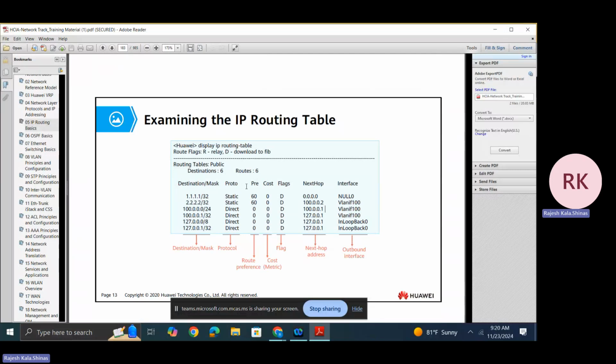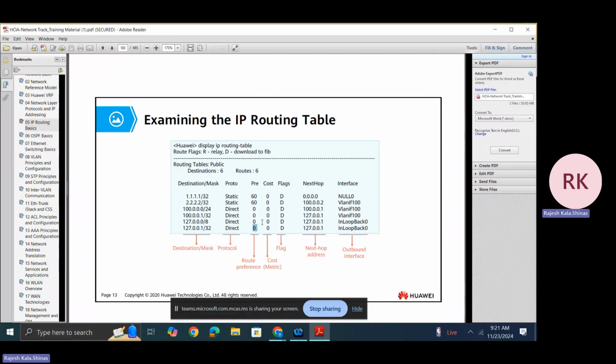So here the main thing is, whichever route has the highest, which one, preference or lowest preference value. See here 60 and 0. Which one is the lowest? 0. So this will be your highly preferred route. Whenever we have different routes to the same network, we check the route preference value, whichever is lowest. That will be the one we choose.